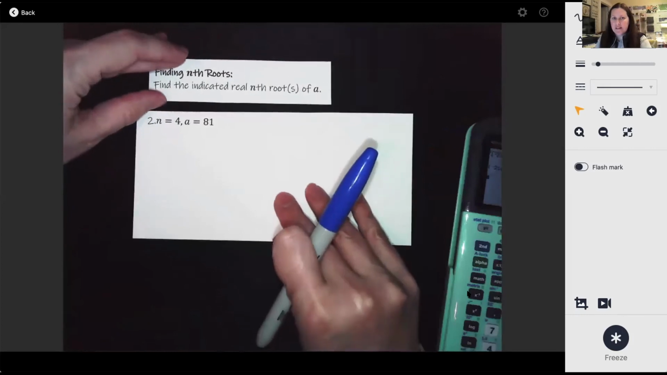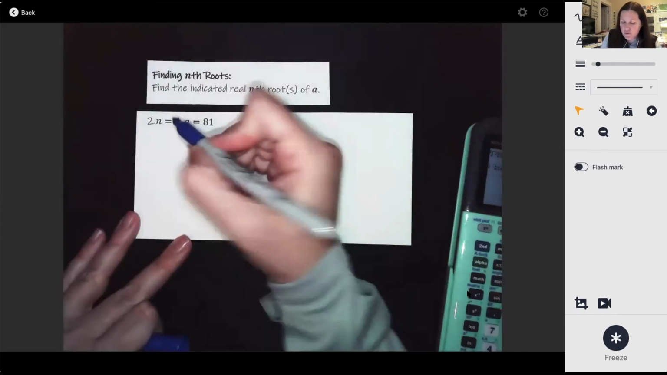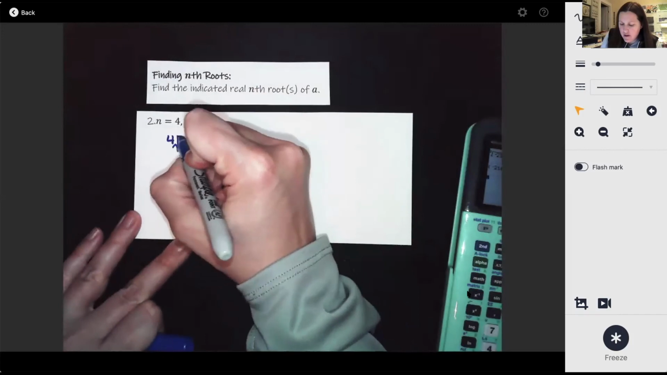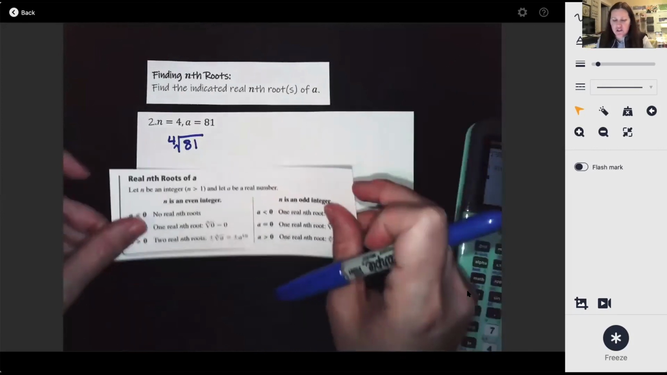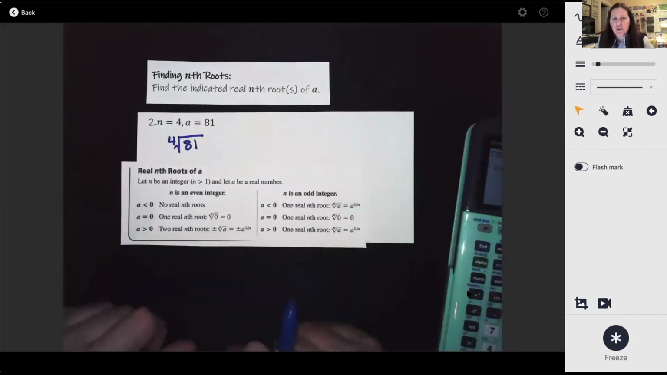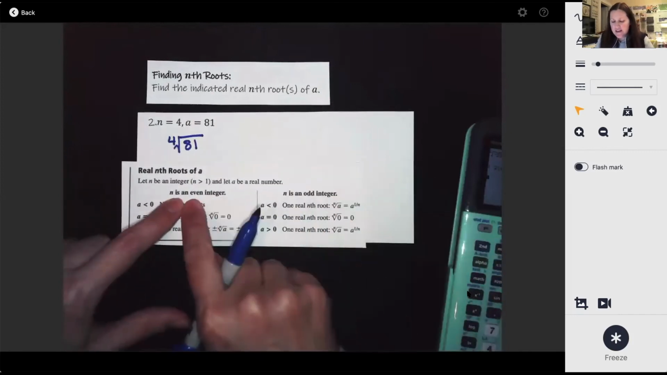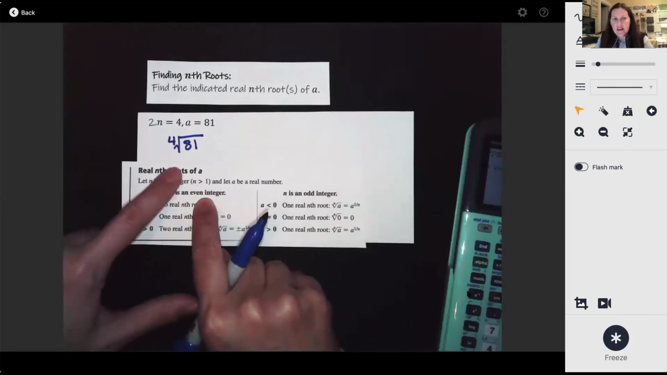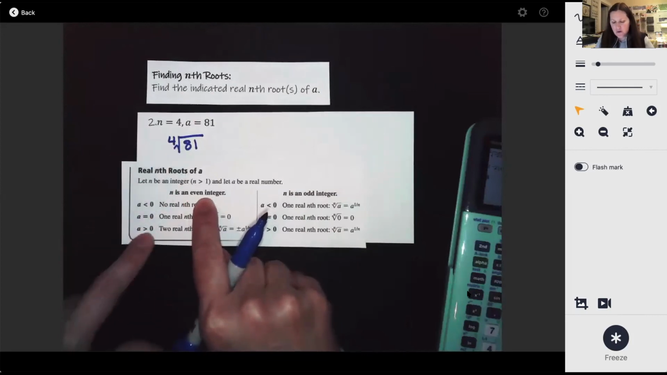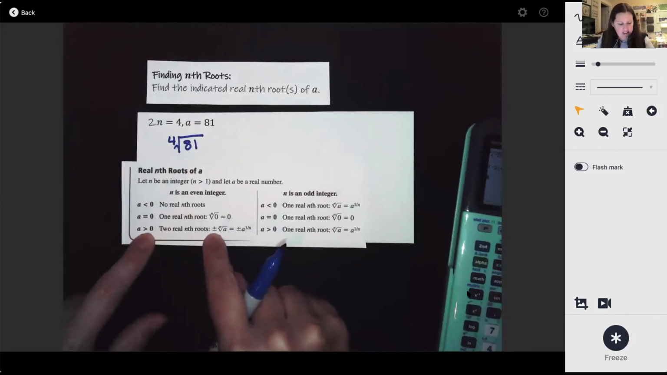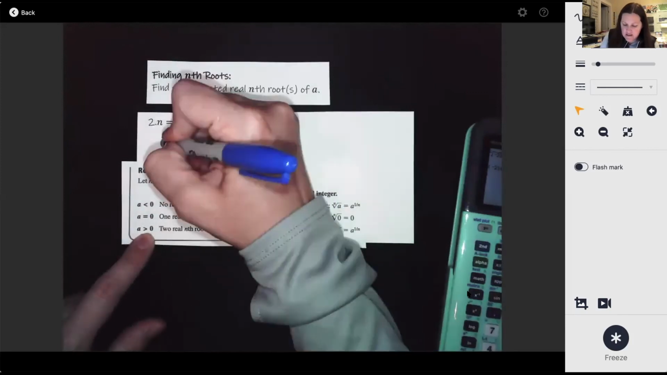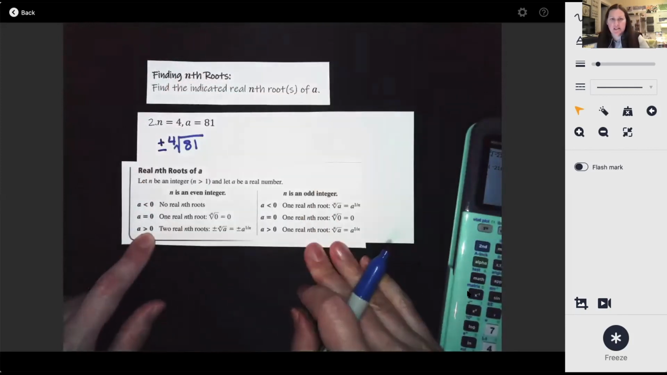Now this time I have the 4th root of 81. Again, you can also write that as 81 to the 1/4 power, but I usually just leave them like this. So I go back to my rules here. N is even this time, and A is greater than 0, so I'm going to have 2 roots. It's going to be the positive and negative of this, so I need to put that plus and minus out there.